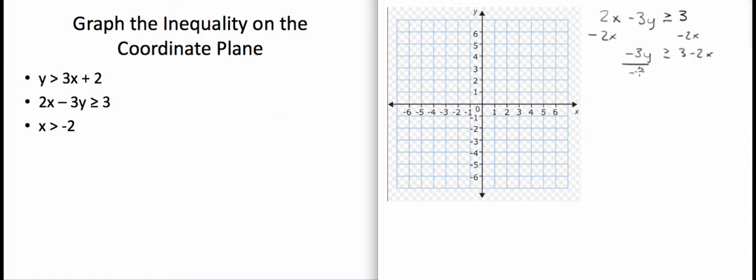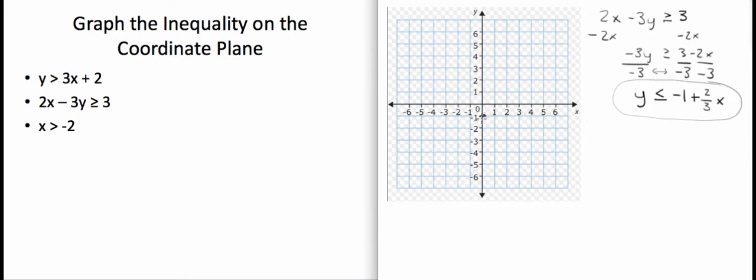We divide by negative 3, divide by negative 3. We have y now is less than or equal to, because of this flip, this flips. Remember that from before. We have negative 1 plus 2 over 3x. Okay, so this is our new equation that we're now graphing.